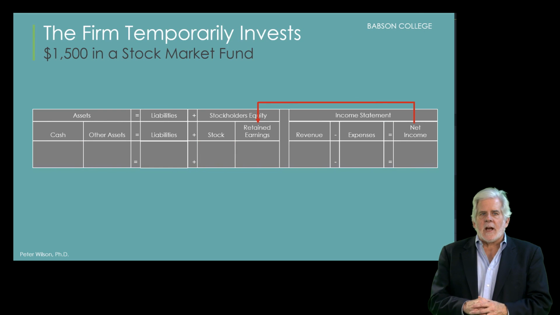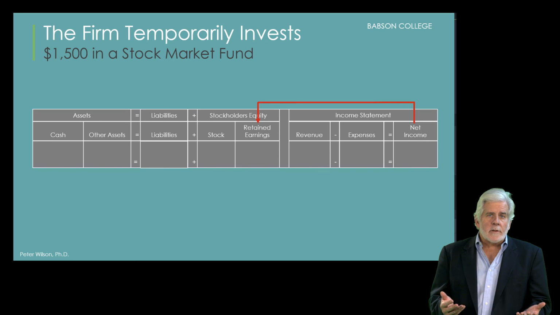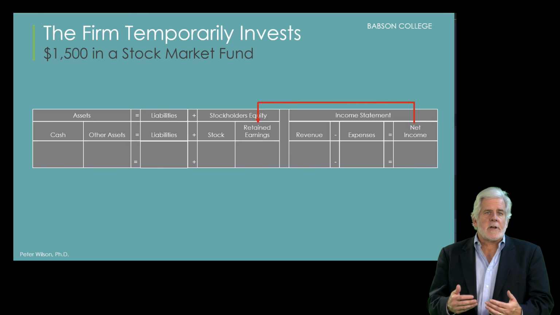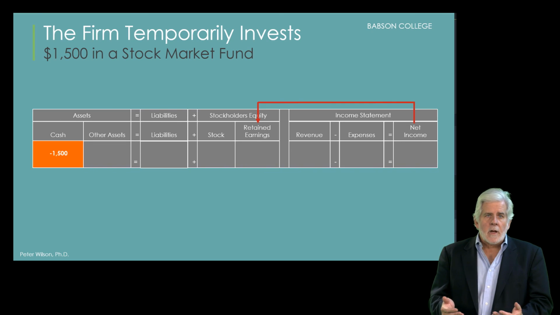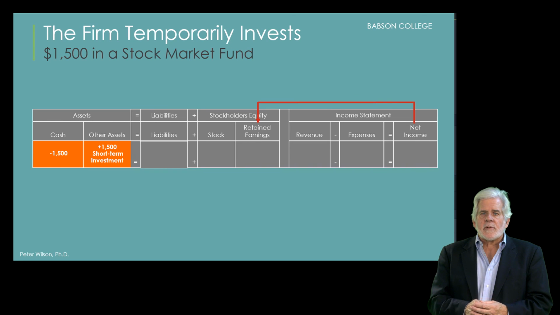Now assume the firm decides it doesn't need all its cash for current operating needs, so it invests some of its extra cash in a stock market fund. It spends $1,500 and acquires shares in a stock fund. Cash of $1,500 decreases, and in return, a short-term investment account, an asset, is increased. This entry is similar to our first entry, when the firm purchased equipment. Buying any asset for cash will result in a decrease to cash and an increase to another asset account.